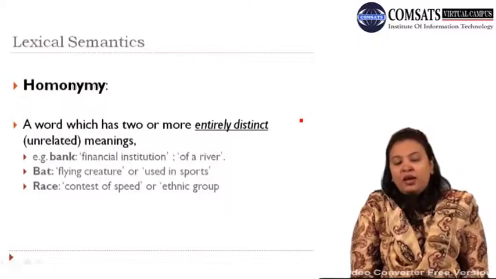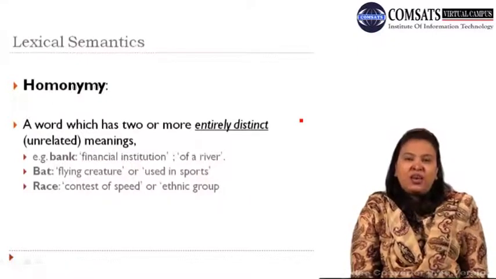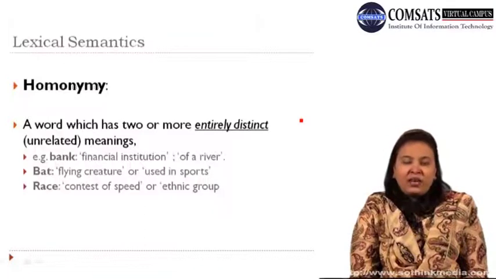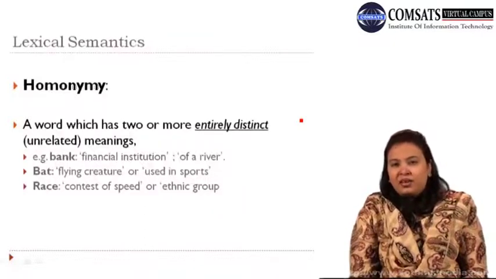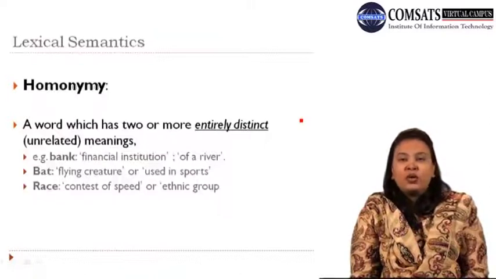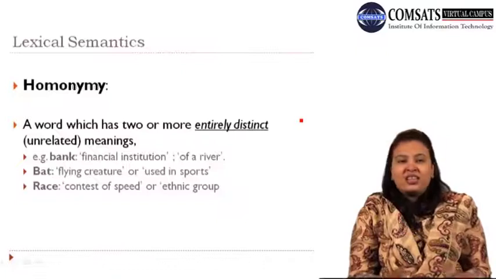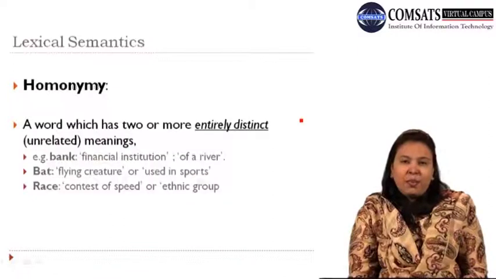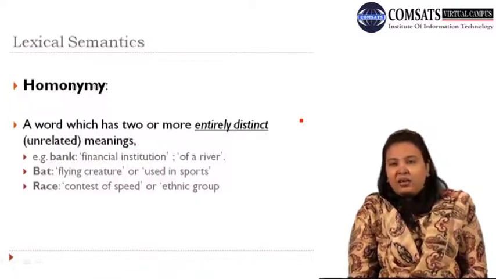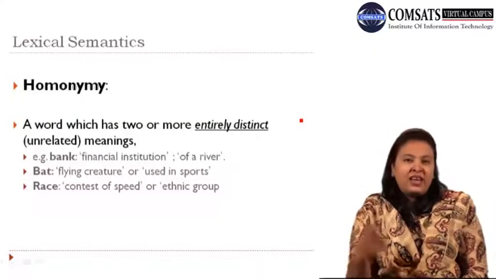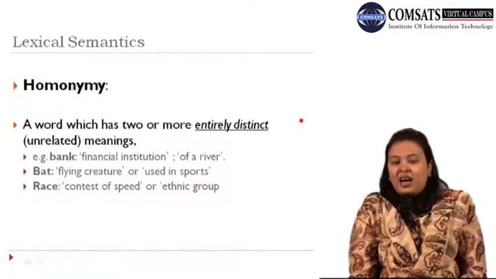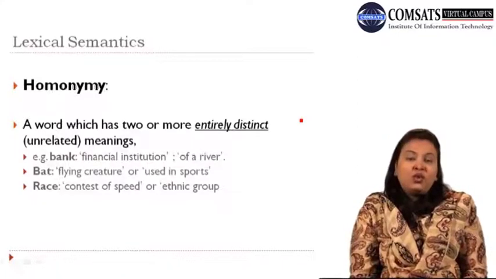Next we have homonymy. Homonymy is a word which has two or more entirely distinct meanings. I went to a bank today. Which bank? The bank of the river, or the bank to deposit my money? My statement is not clear. What does this word bank mean? So the word bank is the same word but has two entirely different meanings. For example, bat. I saw a bat in the market. Now which bat? A flying animal, or the bat that we use to play? Again, homonymy, because it is one word with two different meanings.